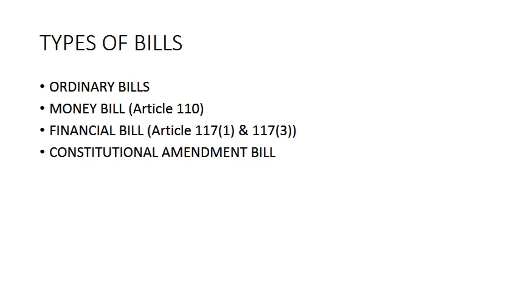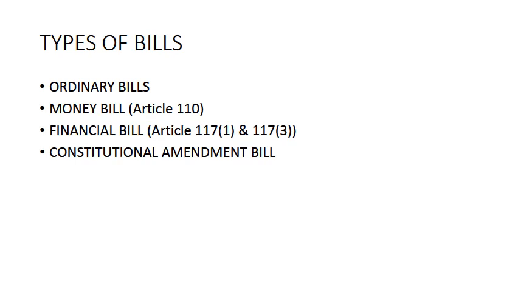First one is ordinary bills, which are concerned with any matter other than financial subjects. Second one is money bills. Article 110 of the Constitution deals with the definition of money bills. The imposition of tax, borrowing of the union government, the custody of consolidated fund of India or contingency fund of India, all these come under money bill.